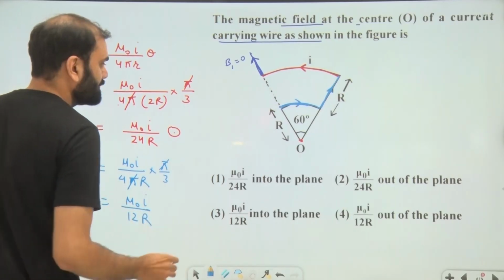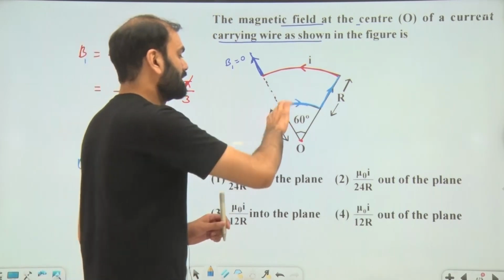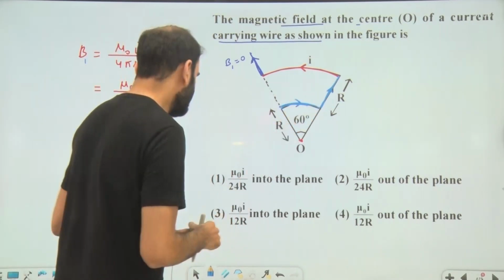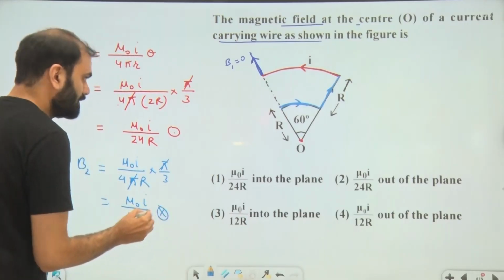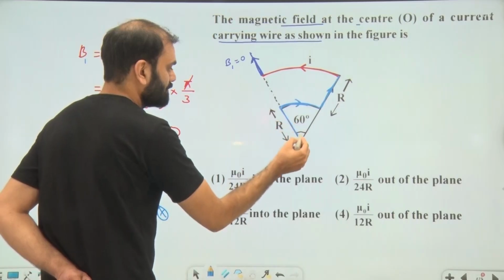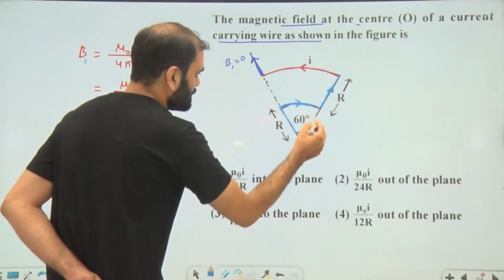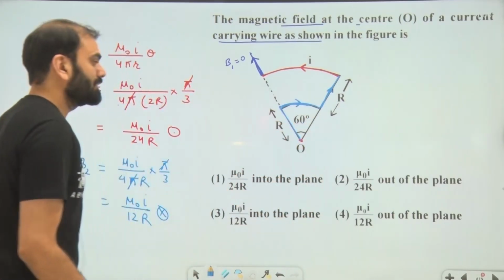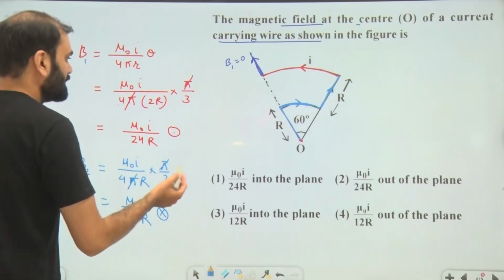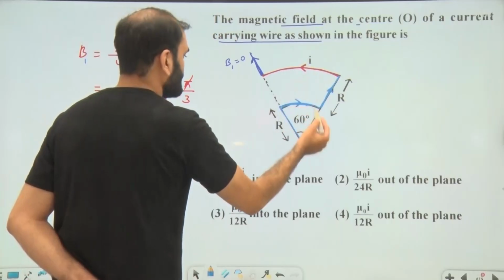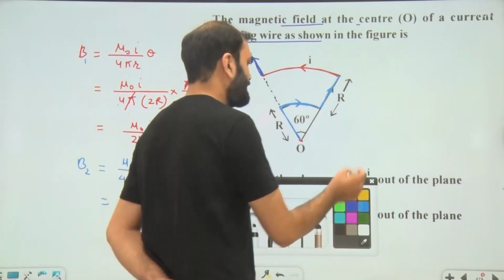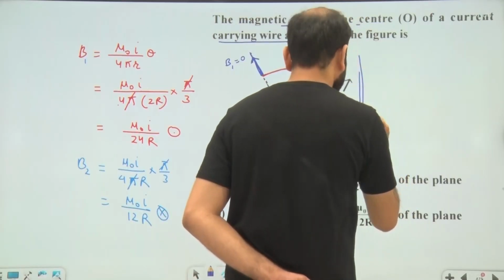The direction: rotate your finger in the direction of current, and you are getting the magnetic field inward at that point, so it's inward. The rest of the elements are passing through that point O, so they will be equal to 0. So the net magnetic field will be due to those arcs. Writing B net over there.